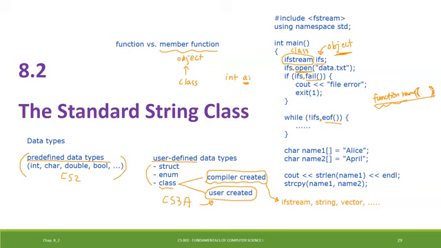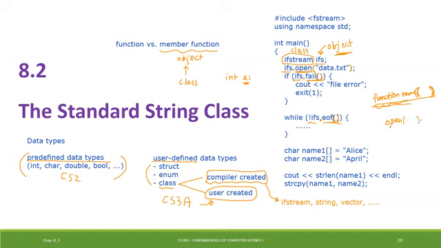Look at this one. Open has parentheses. Fail has parentheses, even if it is empty. EOF also has parentheses, even if it is empty, right? Open, fail, EOF, they are all functions. Those three functions can be called by ifs, some object. So in this case, open, fail, EOF cannot be used just like a regular function.